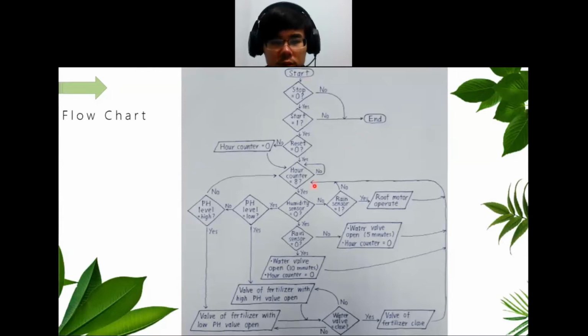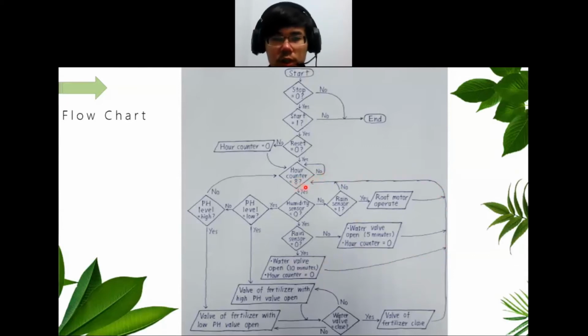After the hour counter is equal to 8, it will check the soil humidity with the humidity sensor. If the soil is dry and the rain sensor is equal to 0, which means there is no rain, the water valve will open for 10 minutes to irrigate the crops, and the hour counter will become 0 again. The hour counter will start counting for the next 8 hours.